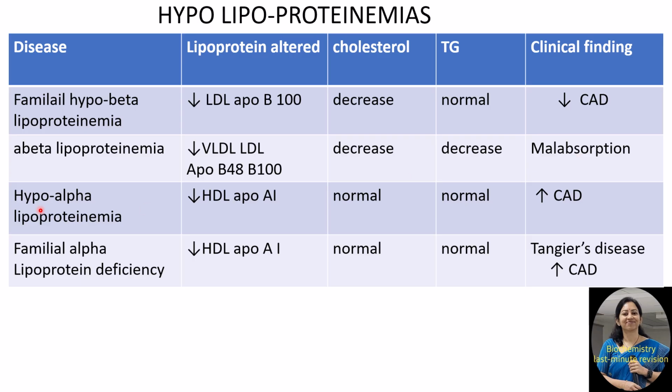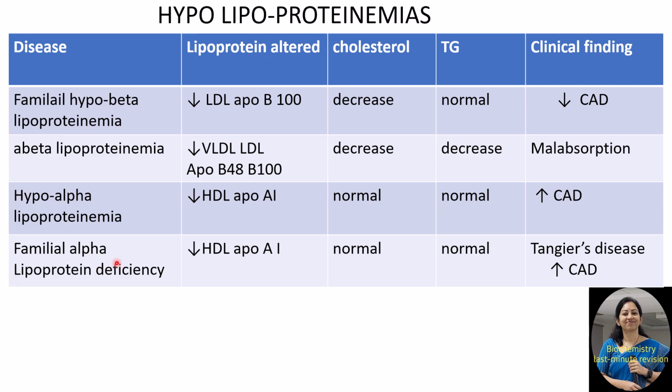Okay, so hypoalphalipoproteinemia. This is characterized by decreased HDL and decreased ApoA1. The total cholesterol remains normal, triglycerides remain normal. As you all know, HDL is involved in reverse cholesterol transport. So if the HDL concentration decreases, what happens? The cholesterol is not transported from the peripheral tissues back to the liver for excretion. So this increases the risk of that individual to coronary artery disease.